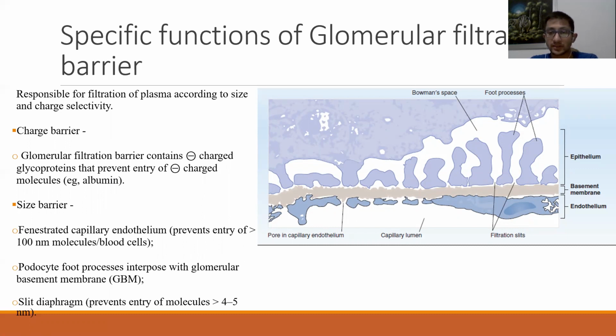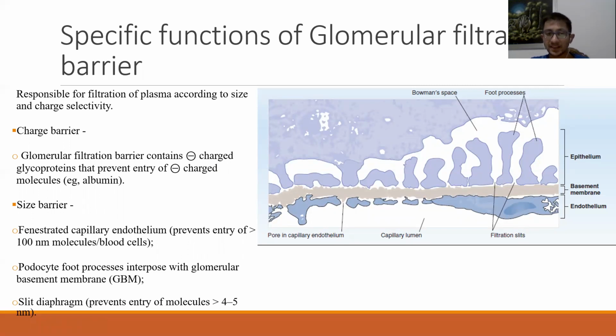So the charge barrier is actually really important, because that prevents albumin from entering the urine, because it's quite a large molecule. And even though we can see the size barrier does prevent it, the fact that the glomerular filtration barrier contains negatively charged glycoproteins strongly repels the albumin and allows it to stay in the blood. And we'll come to it in a bit, but it also contributes to the oncotic pressure, and that's really important as well when we talk about filtration in the glomerulus.